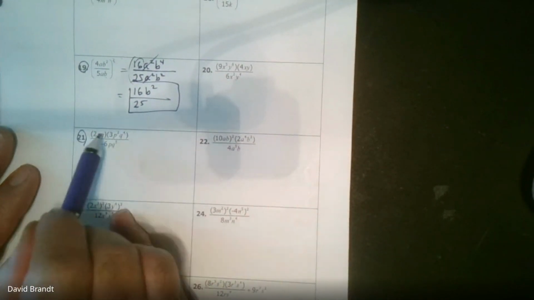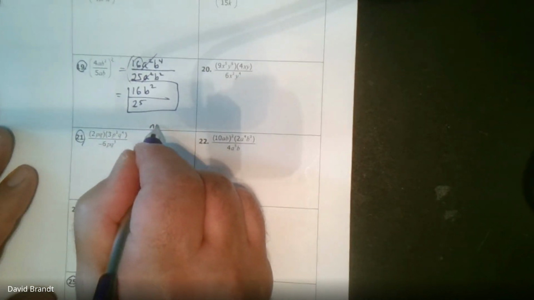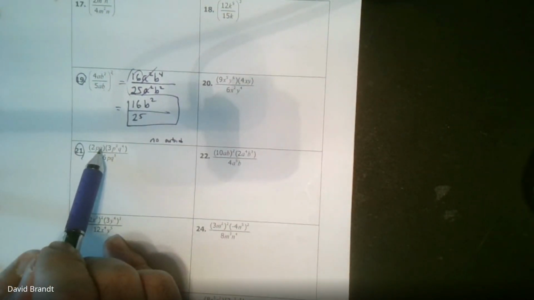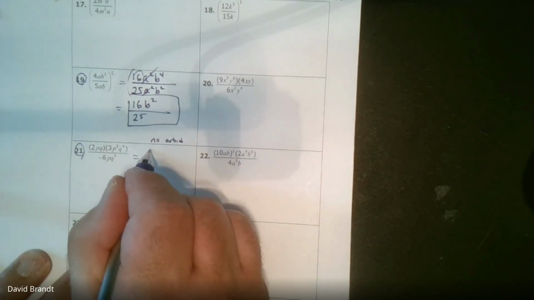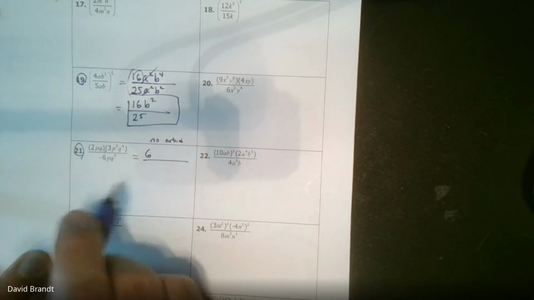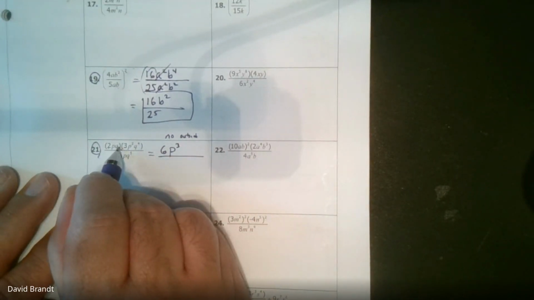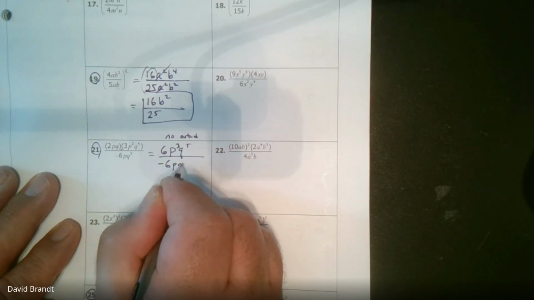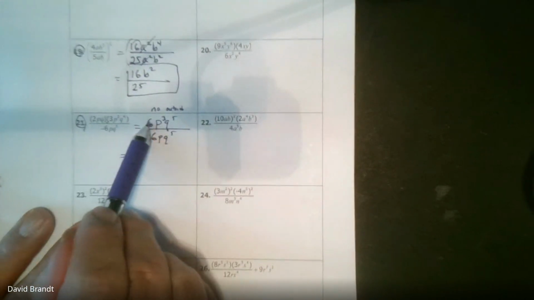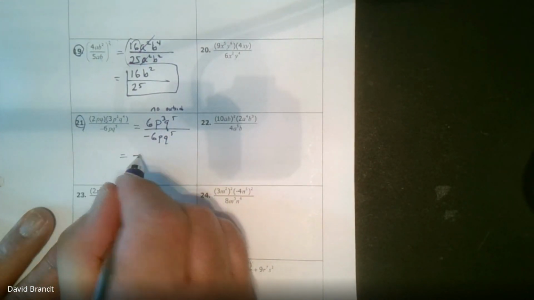All right, 21. There are no outside exponents. So what order should you do this in? Well, you should multiply these two together first, then do the division. 2 times 3 is 6. Now, what do you do when you multiply? Do you remember? What's below multiply? Add. So you're going to add these exponents together. That's P^1, P^2, that's P^3. Q^1, Q^4, that's Q^5. And then negative 6PQ^5 on the bottom. Now, what does 6 over negative 6 reduce to? That's negative 1.